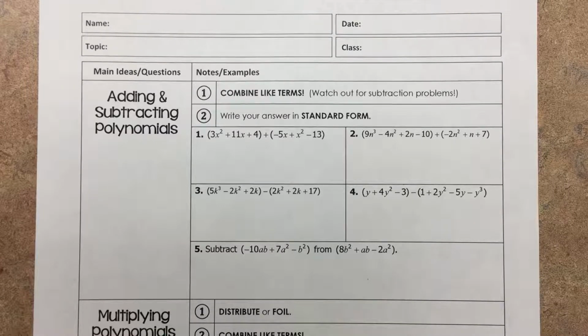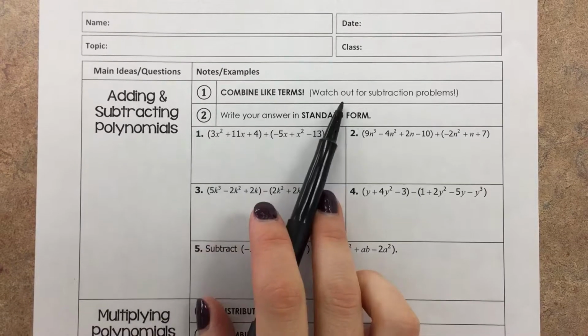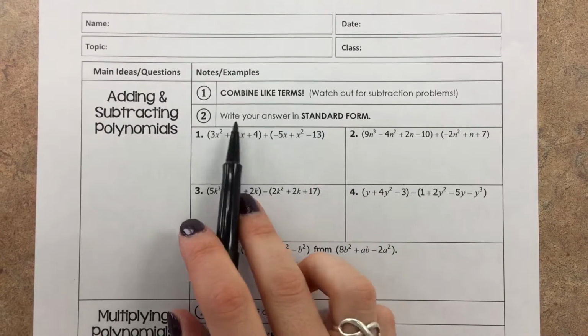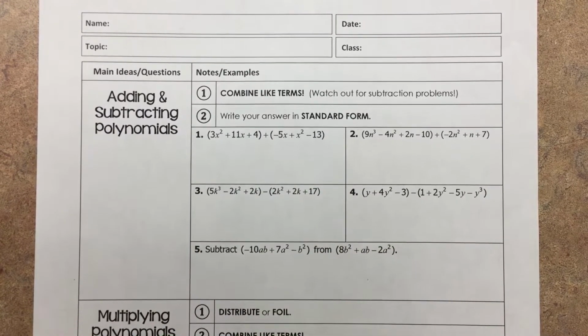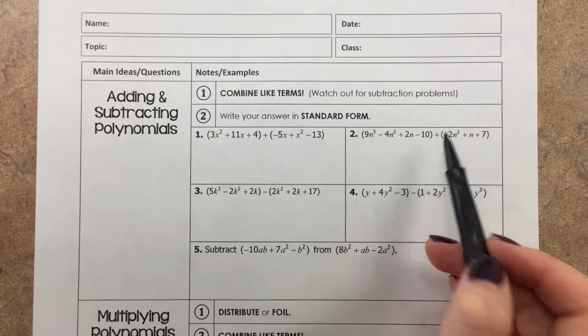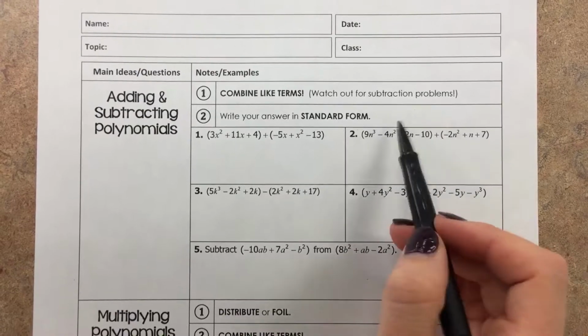So the first section, adding and subtracting polynomials, we have just a quick two-step process here. You want to combine like terms, being especially careful for subtraction problems because you need to distribute that subtraction, and then make sure your answer is written in standard form. So we are going to start with number 2 here. So this is just addition. So you're looking to just combine like terms here.